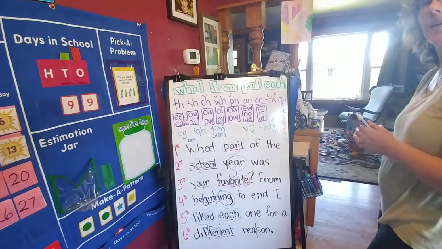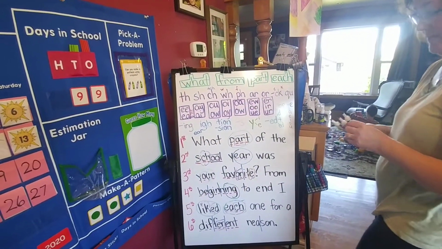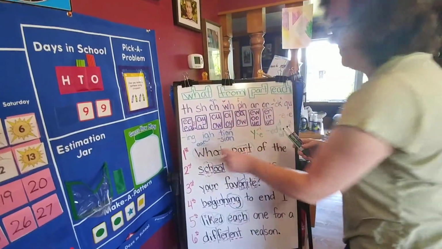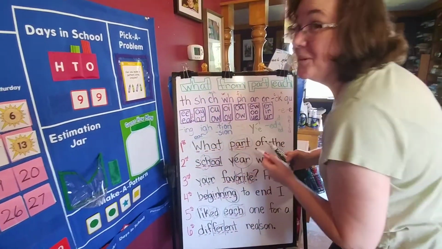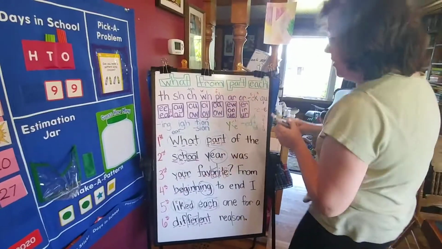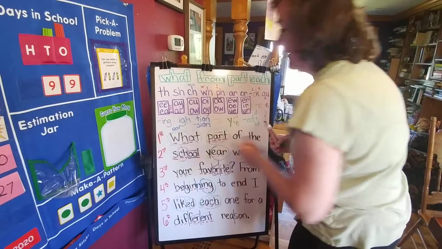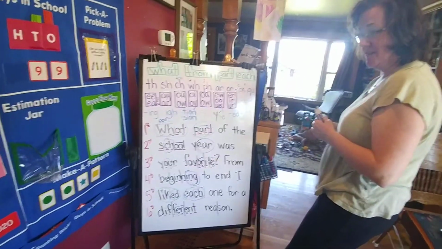First line, what. WHAT. And there's a WH letter pair. Yeah. WHAT. It's got our WH. Kieran, what do you see?